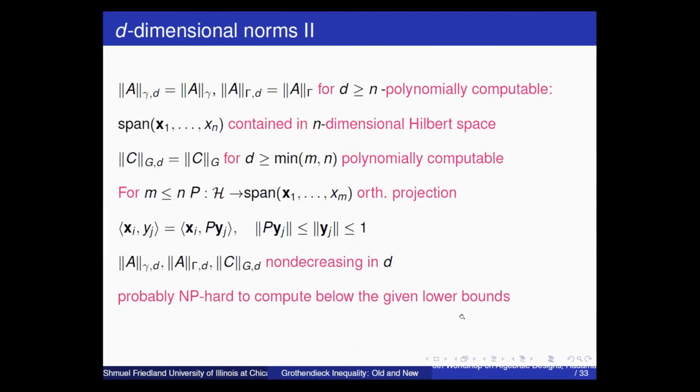It doesn't matter. So now, again, for D, if A has fixed dimension n, then for D smaller than n, we believe, and for D equals 1 we know, that this is NP-hard, and for D greater than or equal to n, it's just polynomially computable. So, okay, that's it.